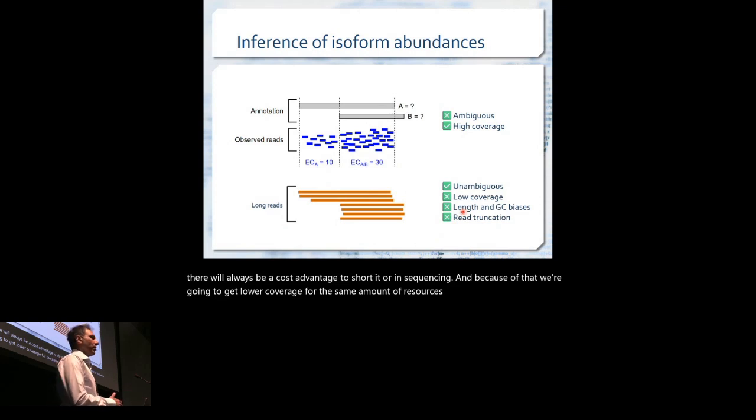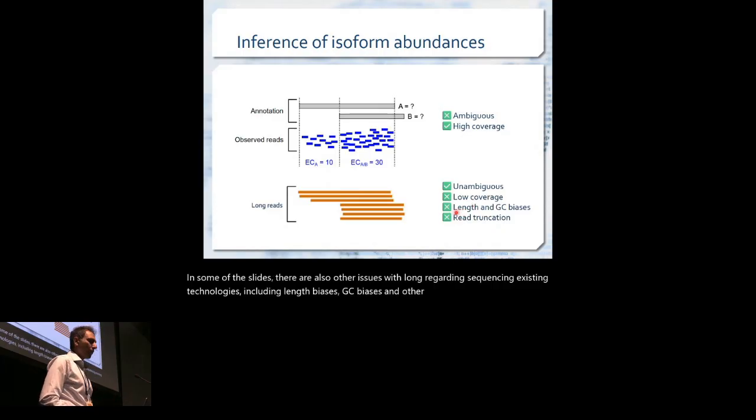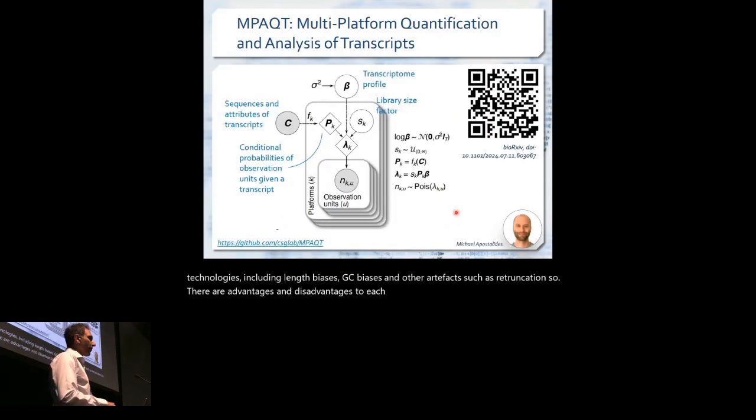And as I will talk about in some of the slides, there are also other issues with existing long-read RNA sequencing technologies, including length biases, GC biases, and other artifacts such as retruncation. So there are advantages and disadvantages to each of these approaches. And really, I think the optimal strategy is to try to combine these two approaches, combine their strengths in order to get optimal isoform abundance quantification.